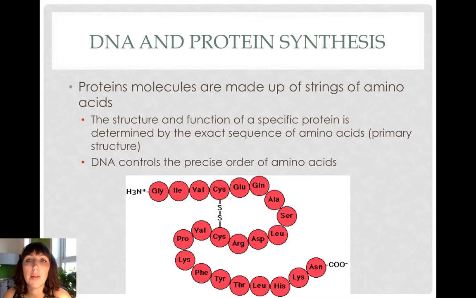Protein molecules are made up of strings of amino acids. The structure and function of a specific protein is determined by the exact sequence of amino acids, as well as the structure of the protein itself. And DNA controls a precise order of amino acids, so it is the instructions for building that protein, for which amino acids go in which order.